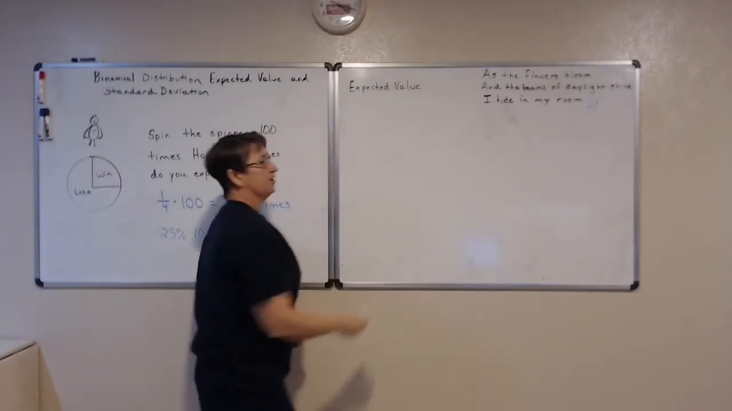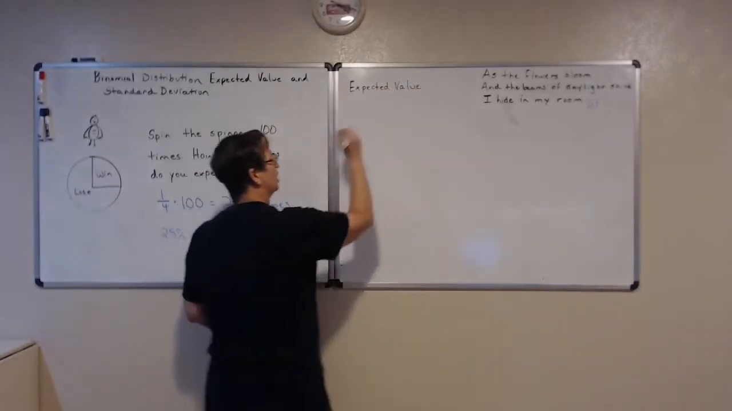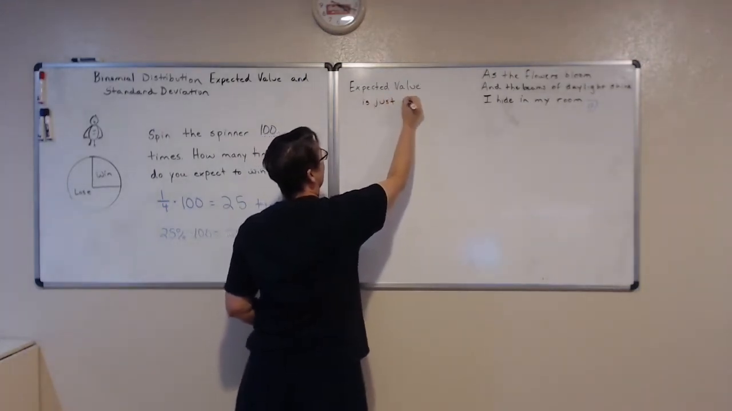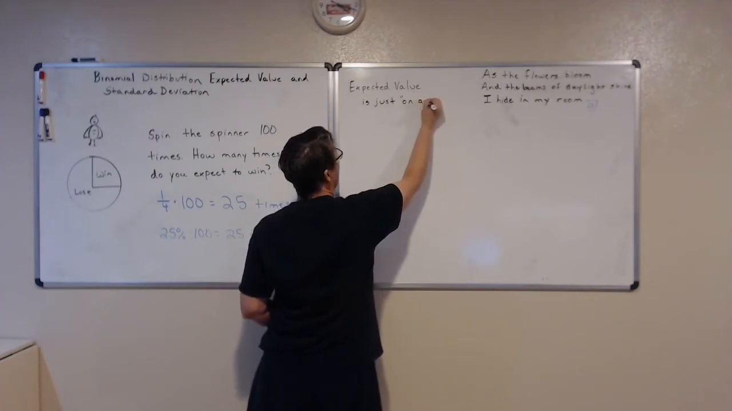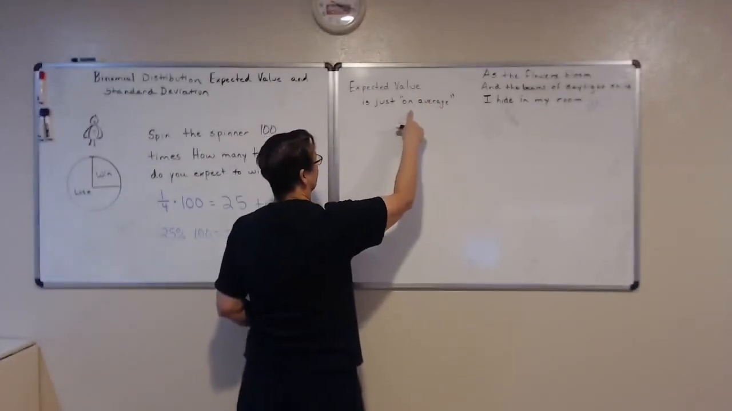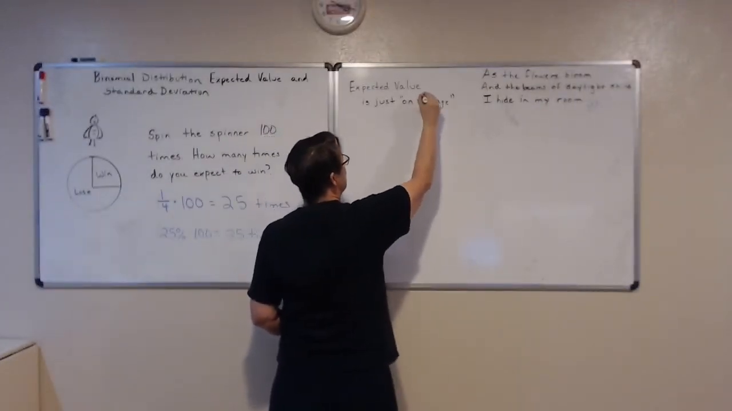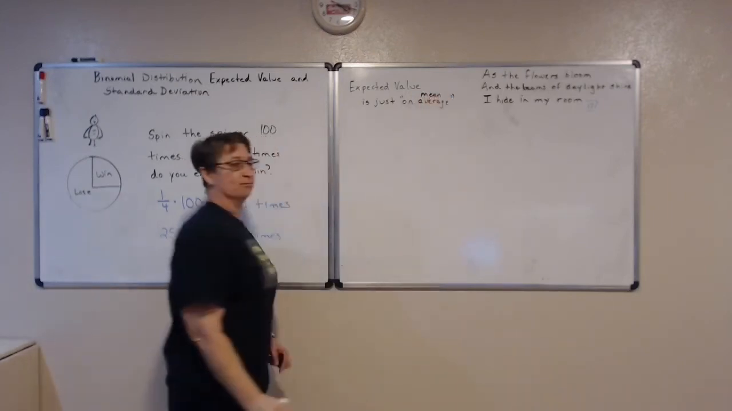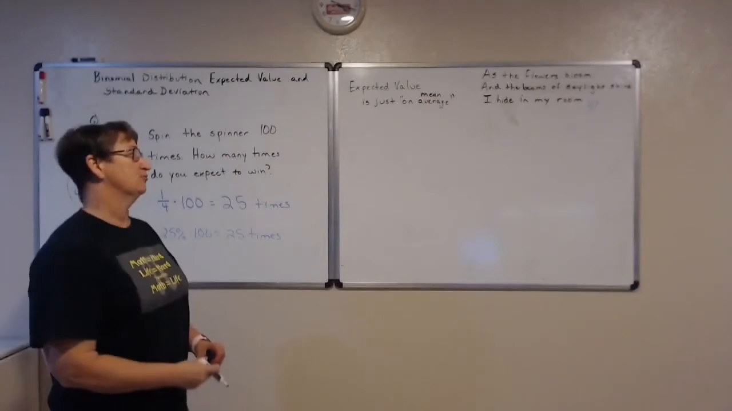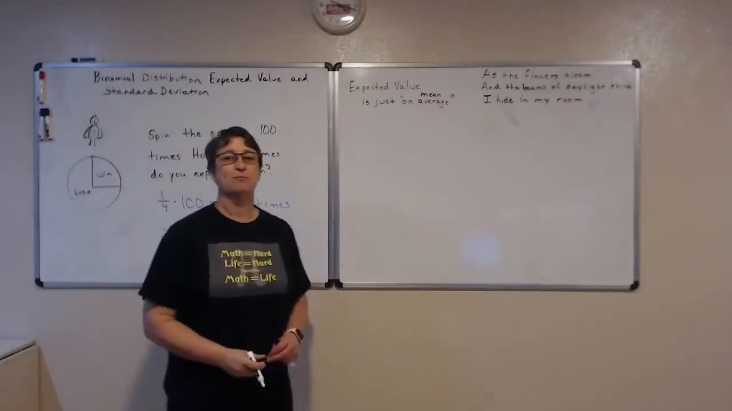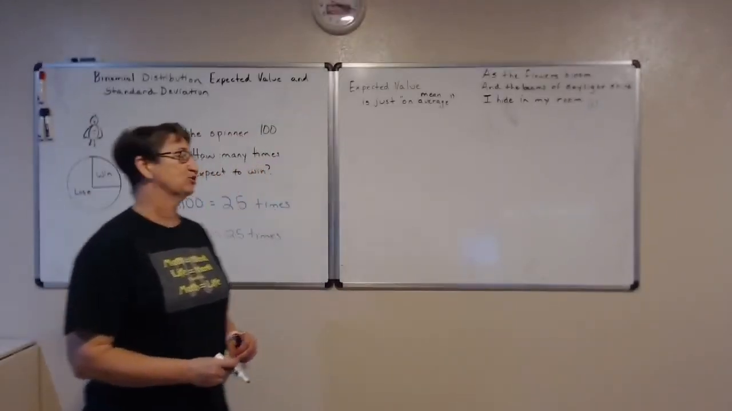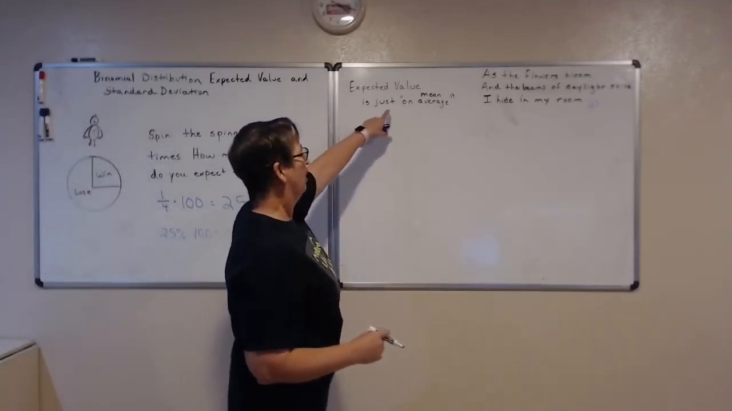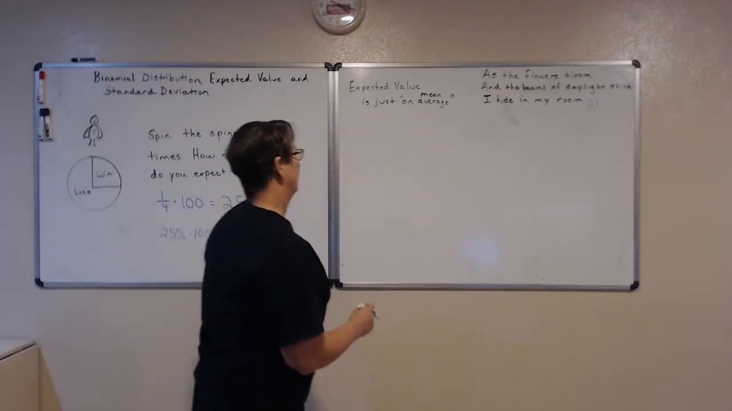When I talk about the expected value, I'm really just talking about, on average, the mean. So on average, how many times do I get it? Good. That's exactly what you're supposed to ask. So the expected value is, on average, how many do I expect?